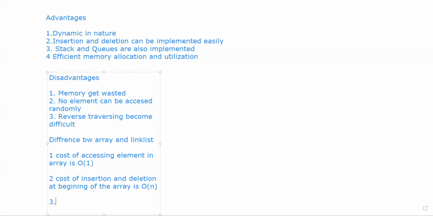The third difference is simply the cost of insertion and deletion. I'm writing I slash D as the abbreviation for insertion and deletion. Insertion and deletion at the end of the array will cost big O of 1, because in this case no extra iterations are required in order to shift the elements, because the element is going to be placed at the end of the array.